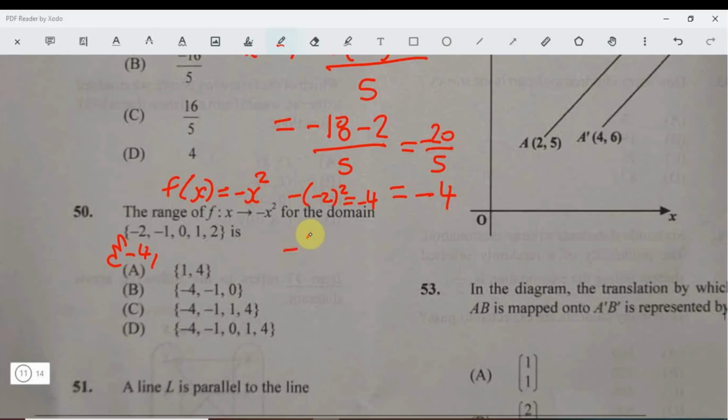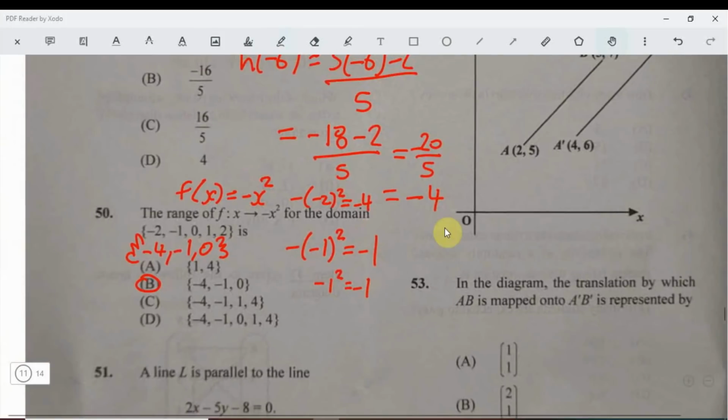All right, negative of negative 1 squared. That would be minus 1. And then when you plug in 0, you get 0. When we plug in 1, we're going to get minus of 1 squared, which is still minus 1. When we plug in 2, we still get minus 4. In other words, the range is just negative 4, negative 1, and 0, which is option B. That's it. Alright?